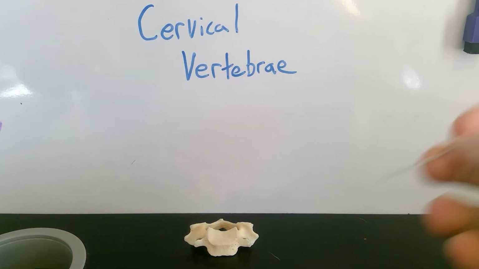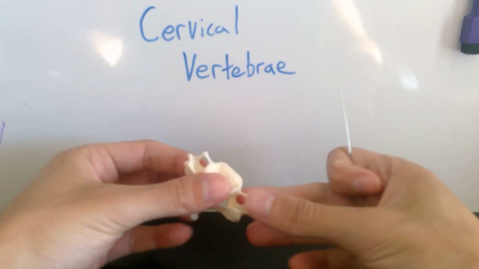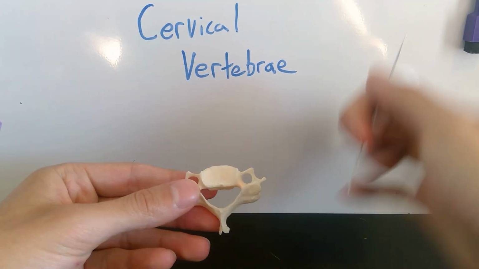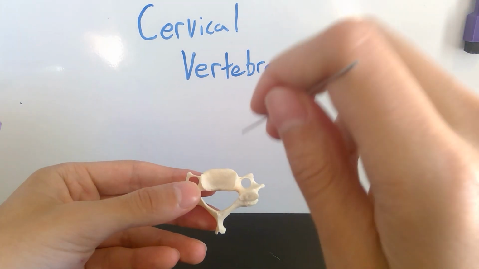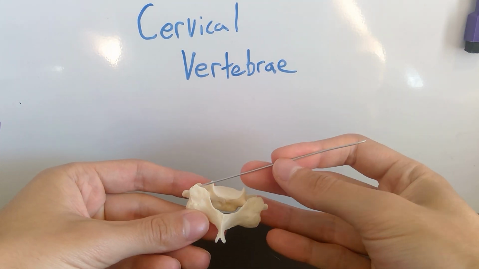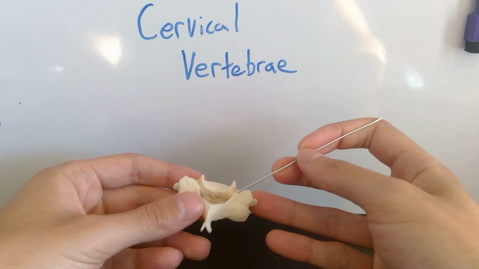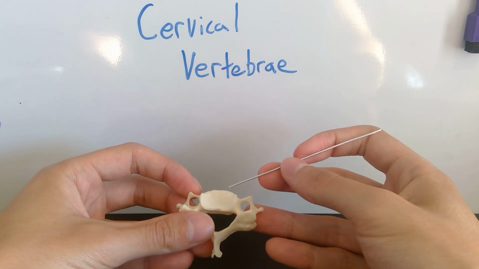Okay, so now we're going to be looking at a cervical vertebrae, or what a typical cervical vertebrae looks like. Right now we're looking at it superiorly, and we can tell it's superior because of the way the articular facets point upwards. Okay, now you need to know a few structures on this vertebrae.